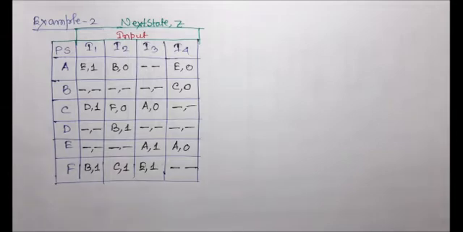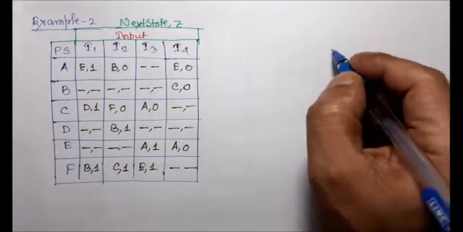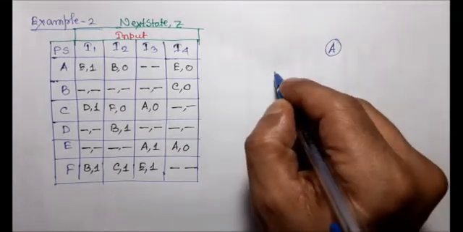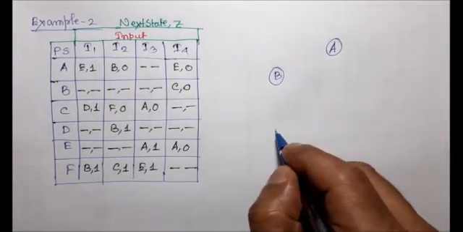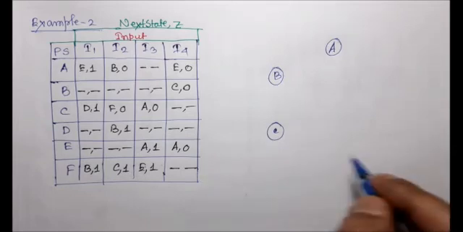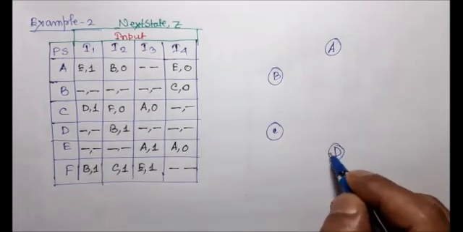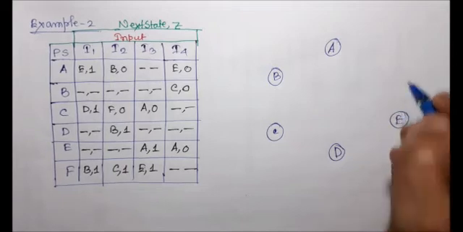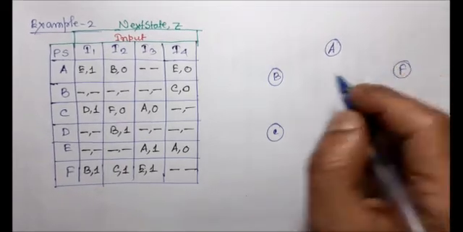I have to draw an arc. So first I have to draw a vertex. So A, B, C, D, then E, then F. Okay, I have already done it.